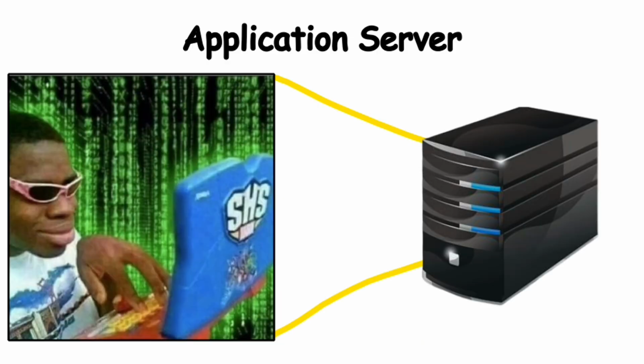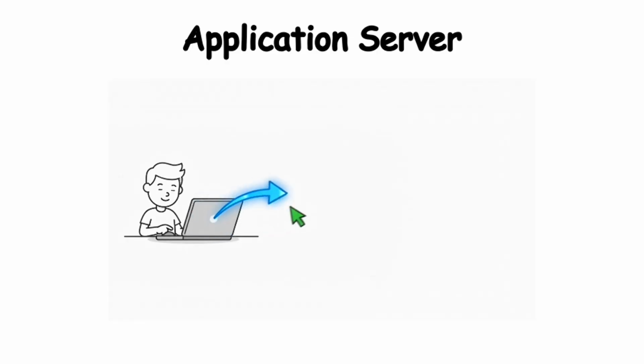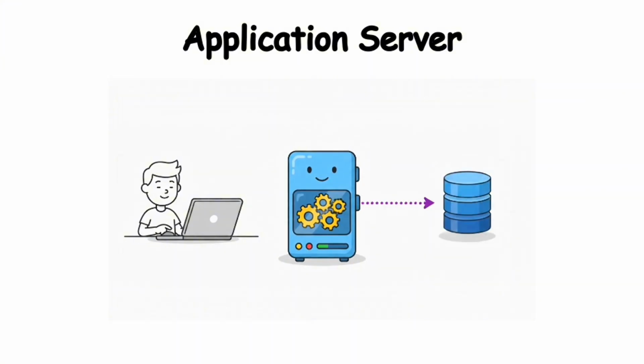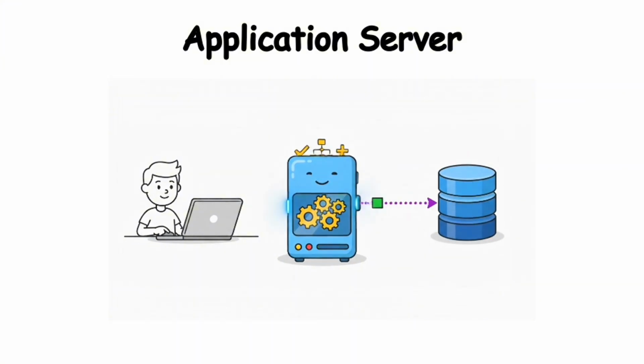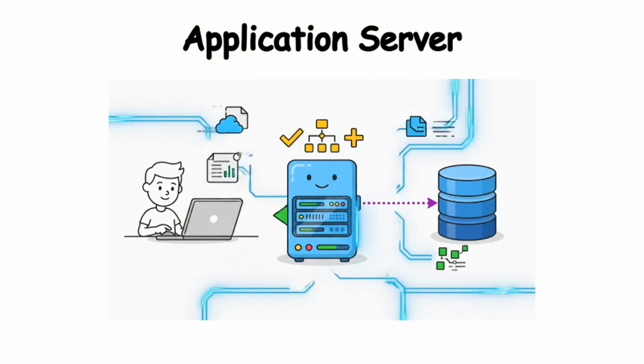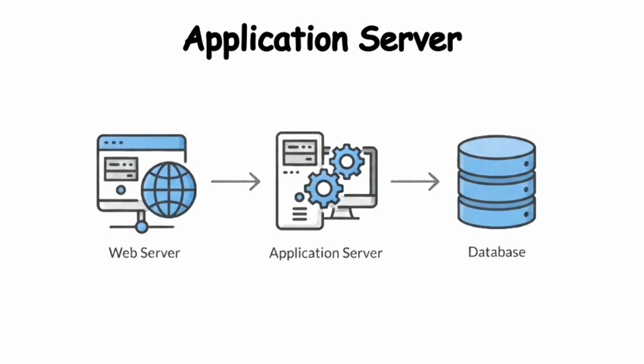That's the application server. It receives the request, runs the logic, talks to the database when needed, and sends the result back. Without one, a website can only show static pages. With one, it becomes a fully working app.